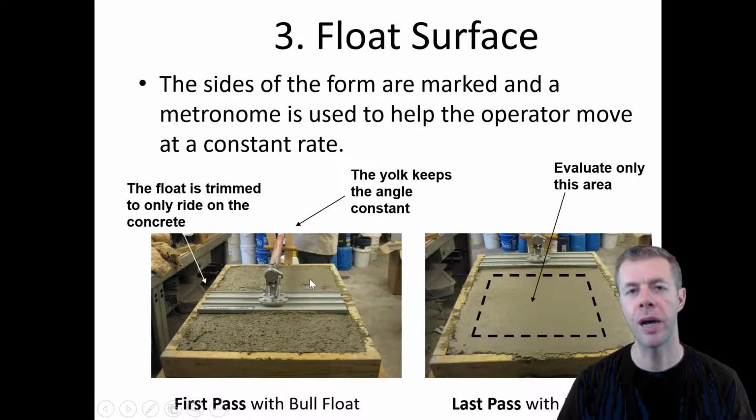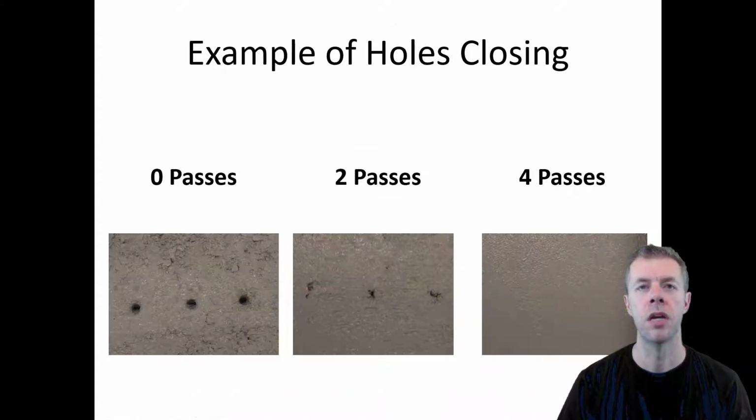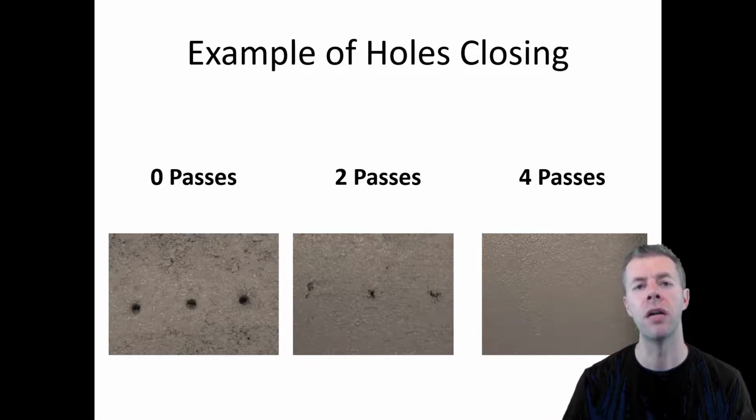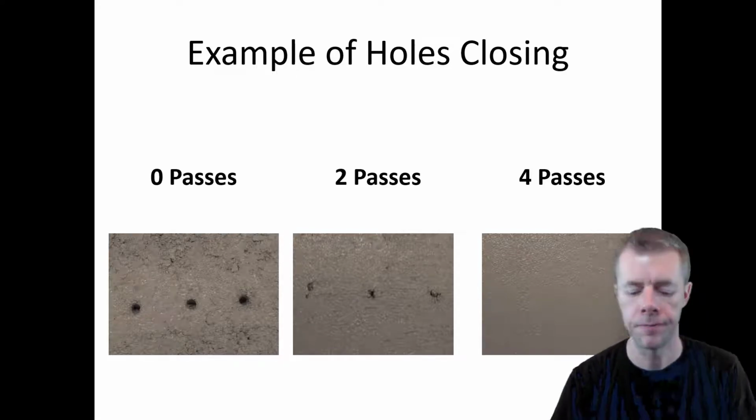So we can see the first pass going across here, and this is the last pass once it's done. Let's see some examples. Here's an example of the holes closing. Here's what the hole started with. Here's 2 passes. After 4 passes, the holes are gone, and that's great. Why do we have these holes? Well, sometimes when you strike the concrete off, you pluck aggregates out, and it's the finisher's job to fill those spots back in.